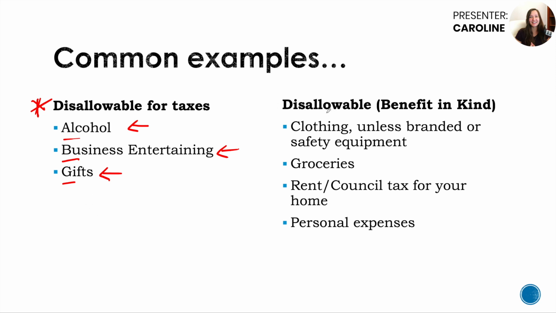Now, disallowable expenses, completely disallowable, which will just create a benefit in kind. Things like clothing, unless they're branded or safety equipment, of course. Groceries are just not allowable. You need them to live, so HMRC is like, that's not a business expense. Rent or council tax for your home, again, is because this would have existed regardless of whether your company had been formed or not. And any personal expenses, like any kind of shopping, games, consoles, cutlery. Unless of course you're running a business that requires cutlery, but that's a different story. So I think you get the idea there.